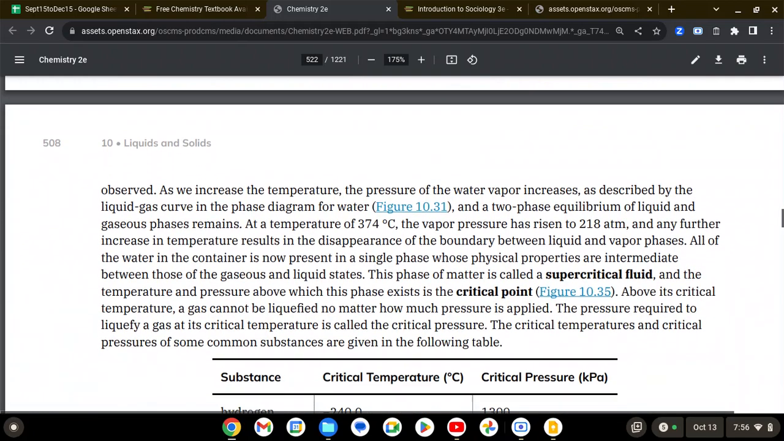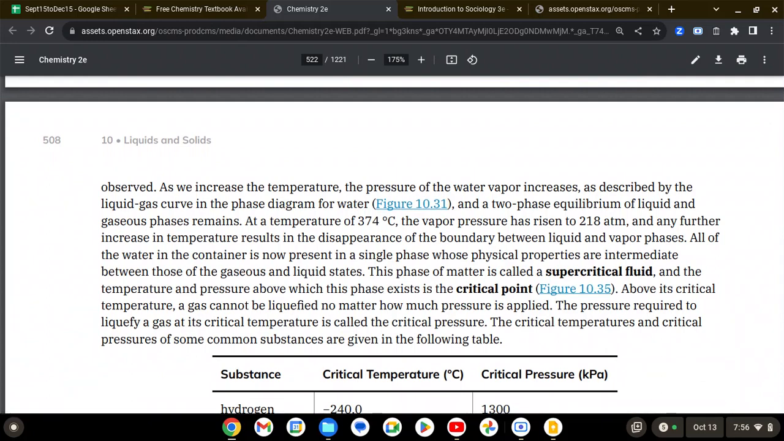As we increase the temperature, the pressure of the water vapor increases, as described by the liquid-gas curve in the phase diagram for water, and the two-phase equilibrium of liquid and gaseous phases remains. At the temperature of 374 degrees Celsius, the vapor pressure has risen to 218 atmospheres, and any further increase in temperature results in the disappearance of the boundary between liquid and vapor phases. All of the water in the container is now present in a single phase whose physical properties are intermediate between those of the gaseous and liquid states.